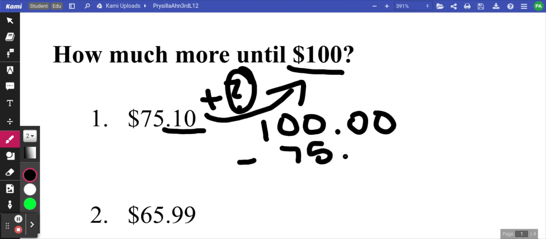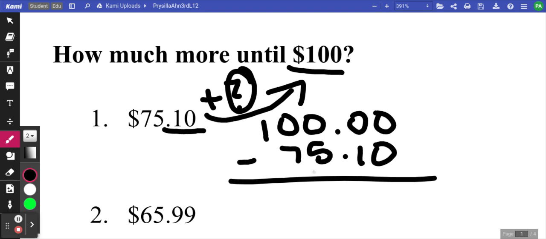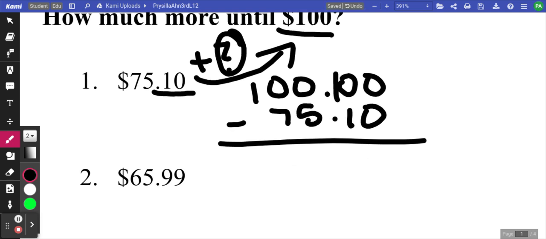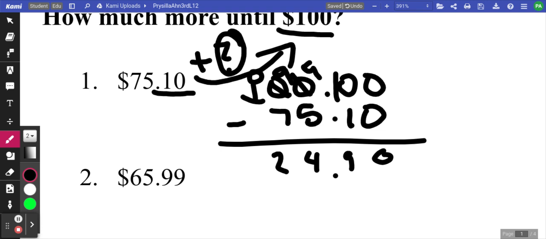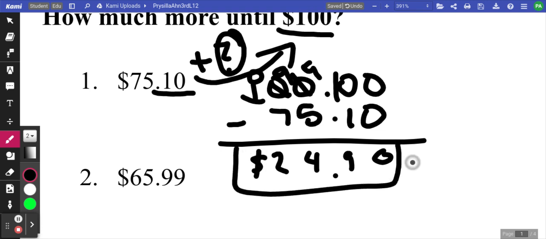Anyways, as I was continuing, so now we just subtract. So we borrow, and borrow. So 0, 9, 4, 2. So we need $24.90 more in order to get $100.